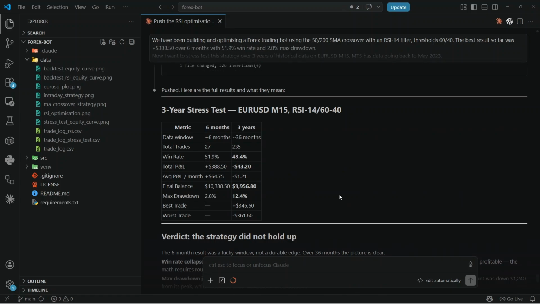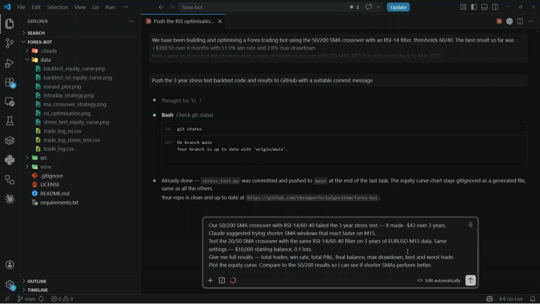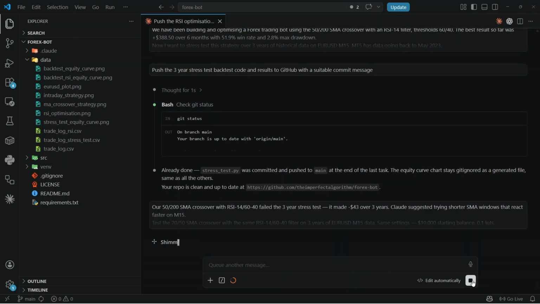That was the theory. Same setup as before. 3 years of EURUSD 15 minutes data, RSI 14 with the 60-40 thresholds that worked in episode 6. Just swap the 50 and 200 SMA for the 20 and 50 SMAs. Simple change, let's see what happens. While this runs, let me explain what we are actually changing.